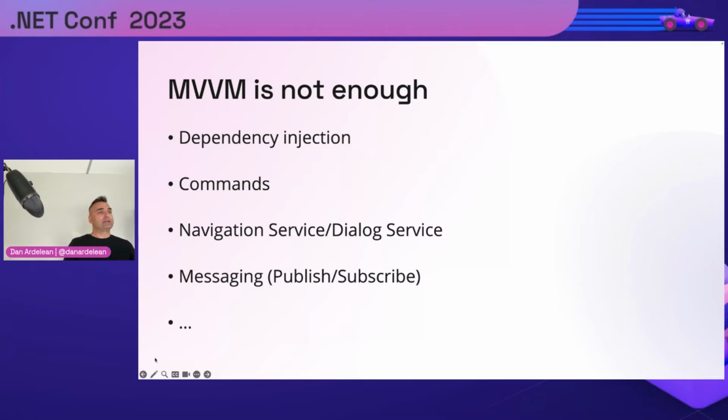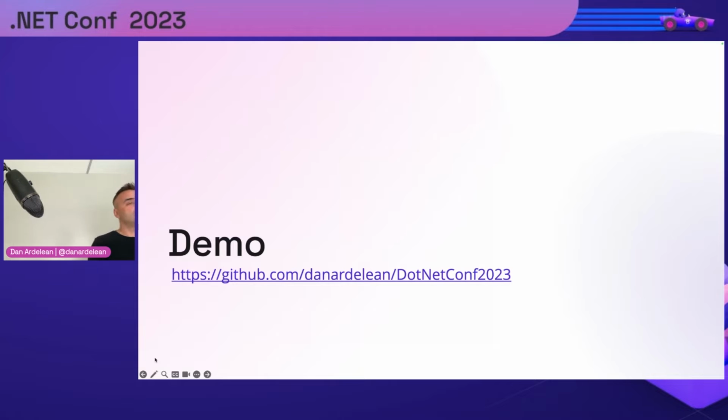You will also need commands to execute actions from the UI. You will need a navigation service and a dialog service to move from one page to another or to interact with the user. You will need, in a modern application, dependency injection, so you can easily inject your dependencies in the needed classes, and you could use messaging, publish and subscribe. And the rest of my session will be actually to look at some code.